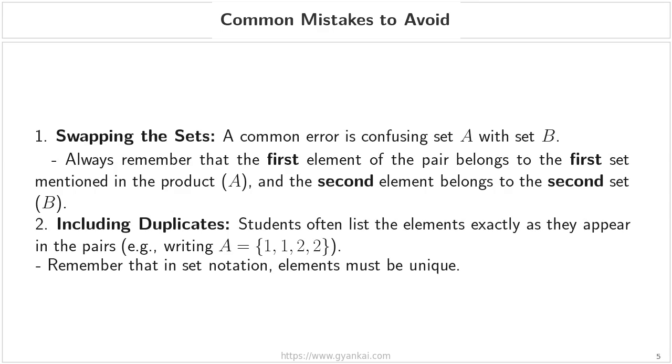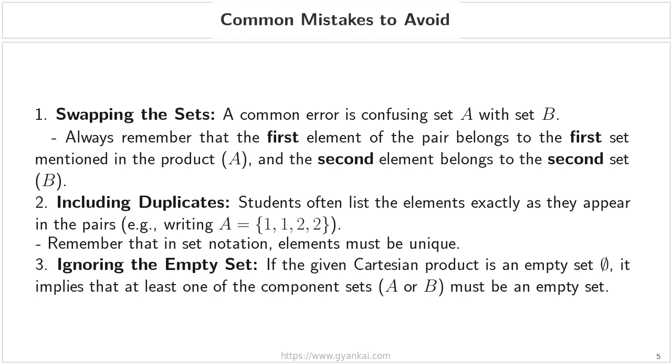Second, be careful not to include duplicates. When you are collecting elements from the pairs, you might see the same number or letter appearing multiple times, as we saw in our first example with the numbers 1 and 2. A common error is to list the elements exactly as they appear, writing something like set A equals 1, 1, 2, 2. Remember, by the very definition of a set, every element must be unique. Once you've identified the elements, make sure you clean up your list so that each value appears only once.